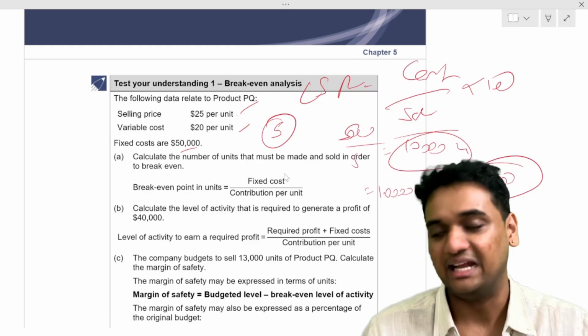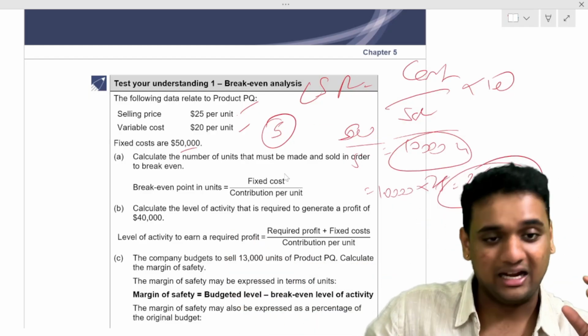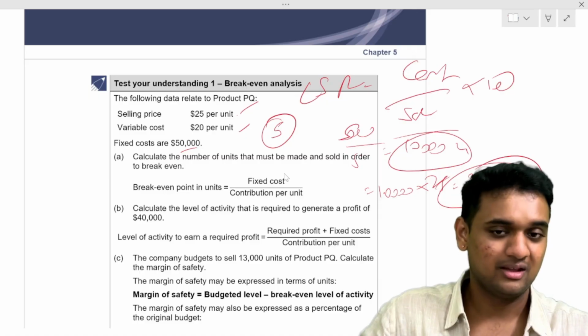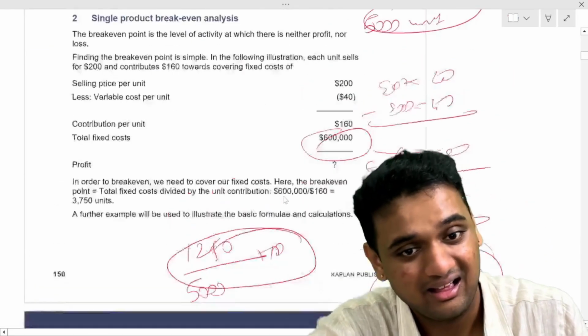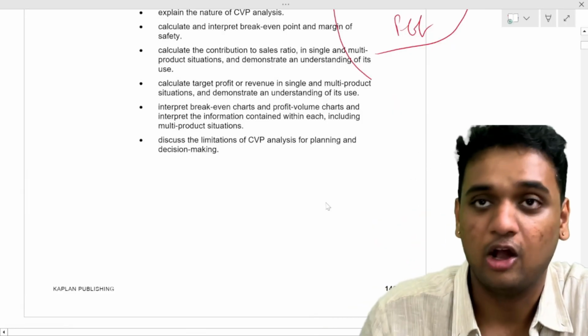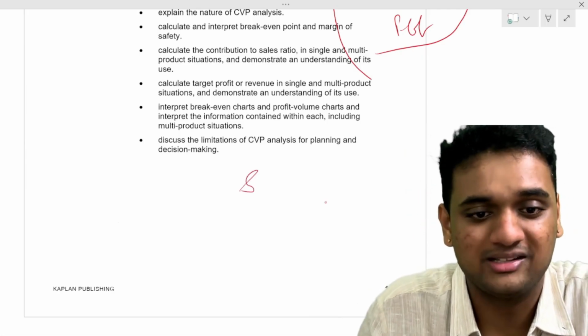So if I sell 18,000 units, I can pay the fixed cost of 50,000 and I will be able to get a profit of 40,000 rupees also. Can we verify whether it's correct or not? We will see whether it's working. We got 18,000 units.